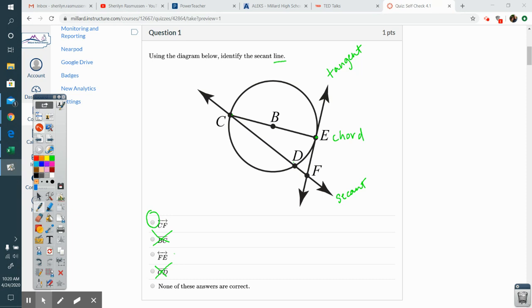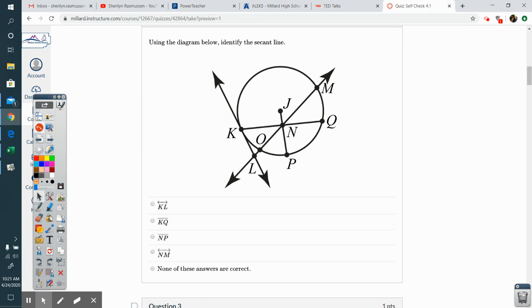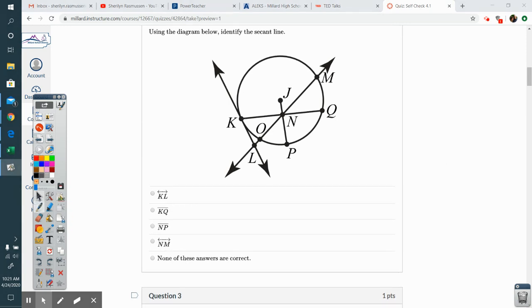So those are just the basics. I won't go into that for every single problem, but I just wanted to discuss each one of those and the definition behind them. So in this diagram below, we're supposed to identify the secant line. We look through and we go, okay, KL. KL right here touches it in one point, so it's a tangent. That means it's not a secant. KQ stops. So KQ is a chord. It is not a secant line because it doesn't continue with arrows going on. If it had arrows, it would be a secant line.